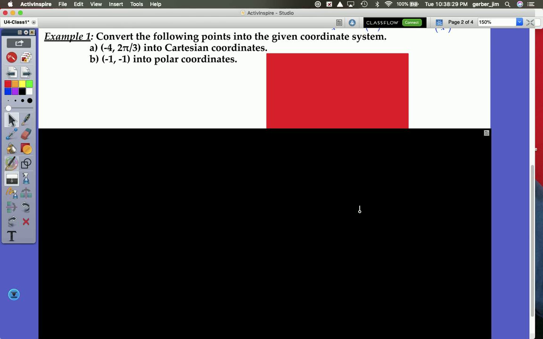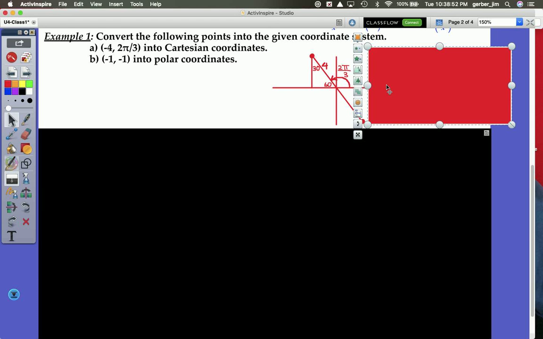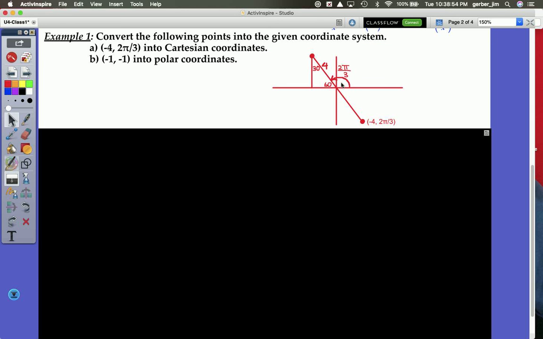If I was to plot the point (-4, 2π/3), what would I do? Well, I would move through an angle of 2π/3 radians. π/3 is 60 degrees, so 2π/3 is 120 degrees, so that's going to put us in the second quadrant. And then I would go 4 units away from the pole. But I remember that this is -4, so it's going to fold it back 180 degrees. And so my diagram is going to look something like this.